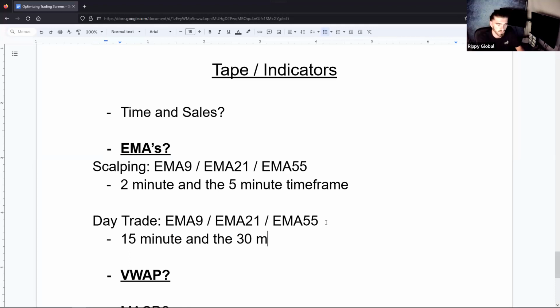So I use the 15-minute and 30-minute time frame. When I use the same EMAs, the 9, 21, 55, there are many people that use the 8, the 20, and the 50, or the 9, the 20, and the 50. Everyone has a different number. A few numbers' difference doesn't make that big of an effect visually when you're looking at the contracts move or even just the stock candlesticks.